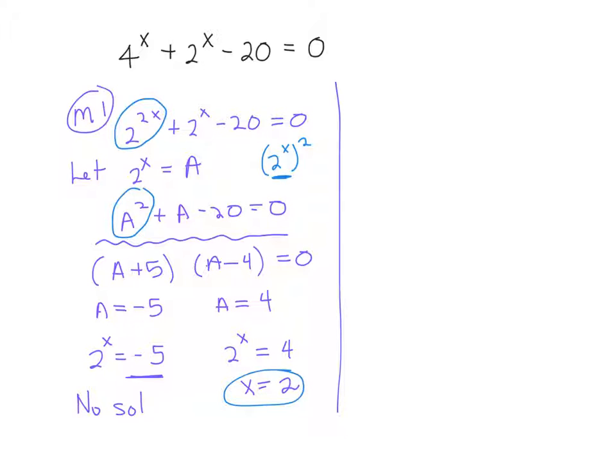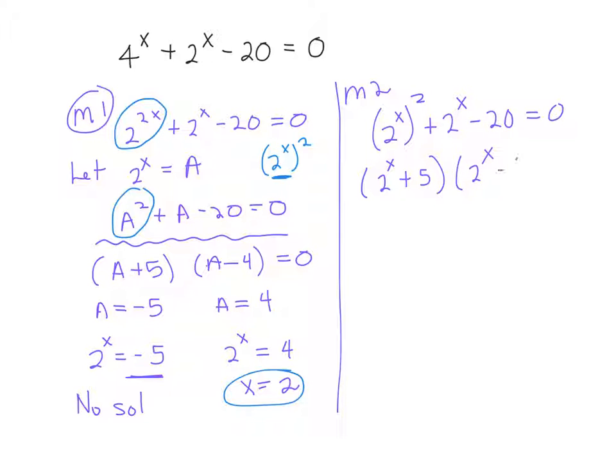Alright, so another way to solve this problem is, you start off the same, 4 to the x plus 2 to the x minus 20 is equal to 0, and you recognize that this is 2 to the x squared plus 2 to the x minus 20 is equal to 0. Then, after a couple of practice, you recognize that this must be 2 to the x plus 5, 2 to the x minus 4.